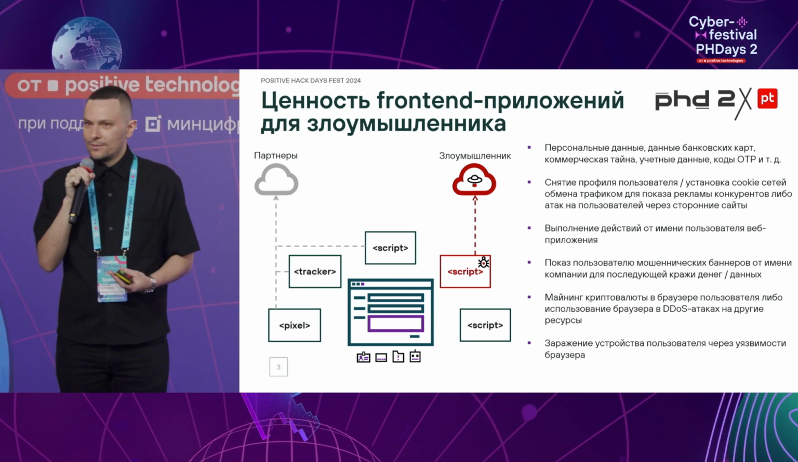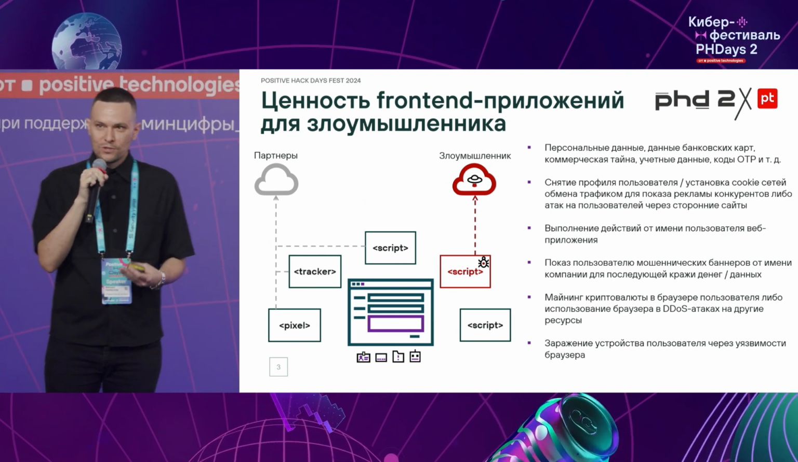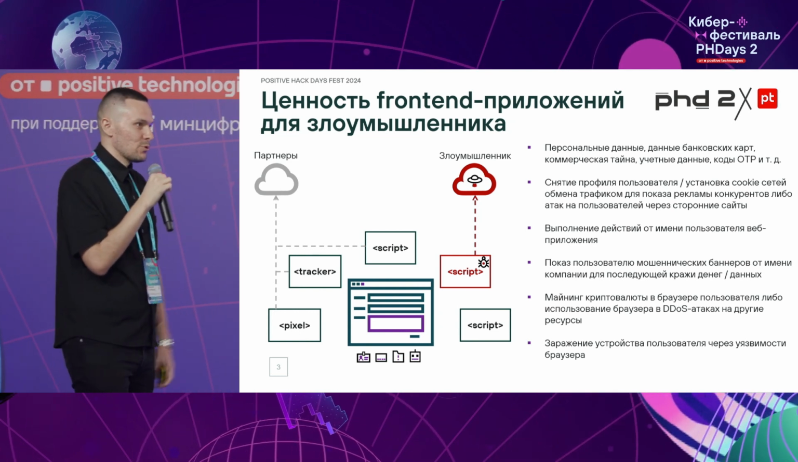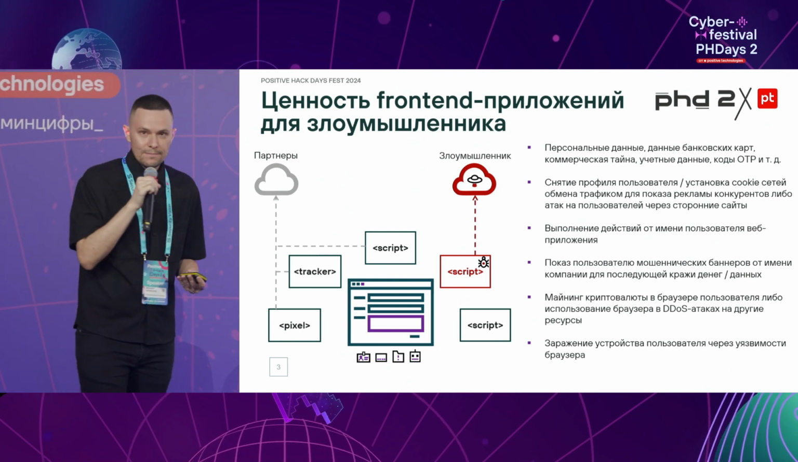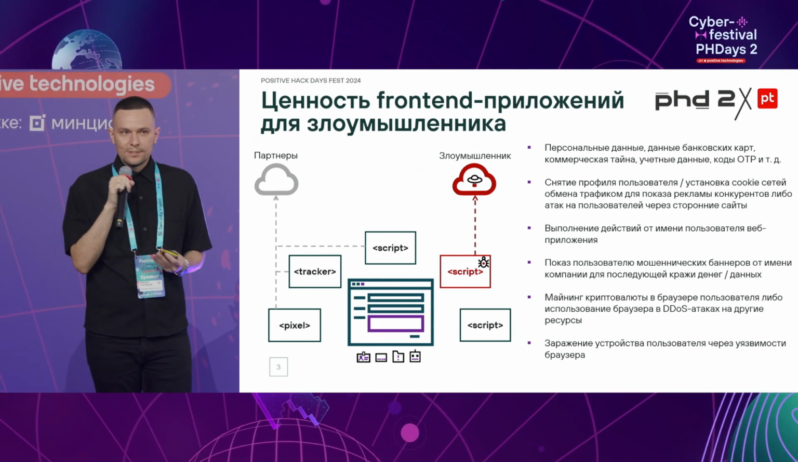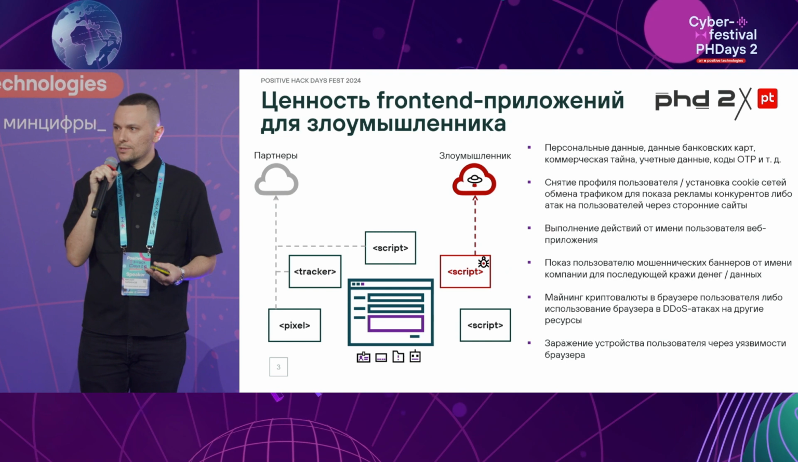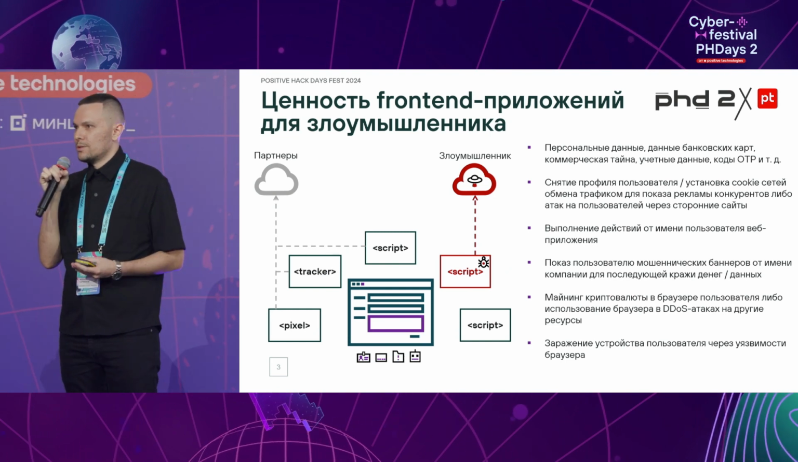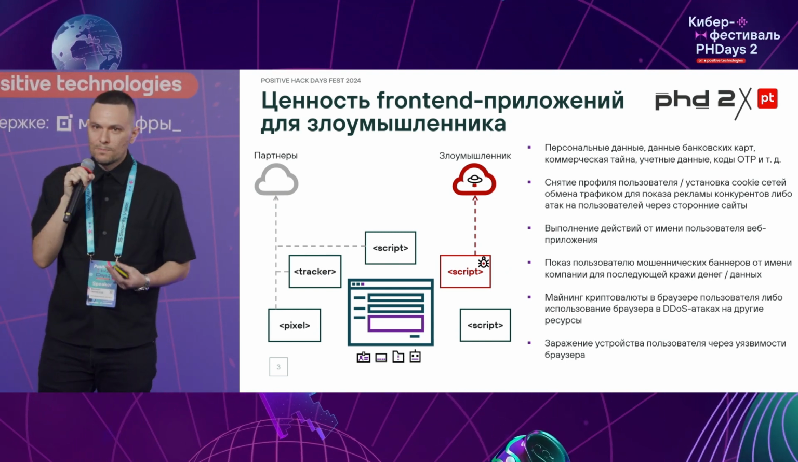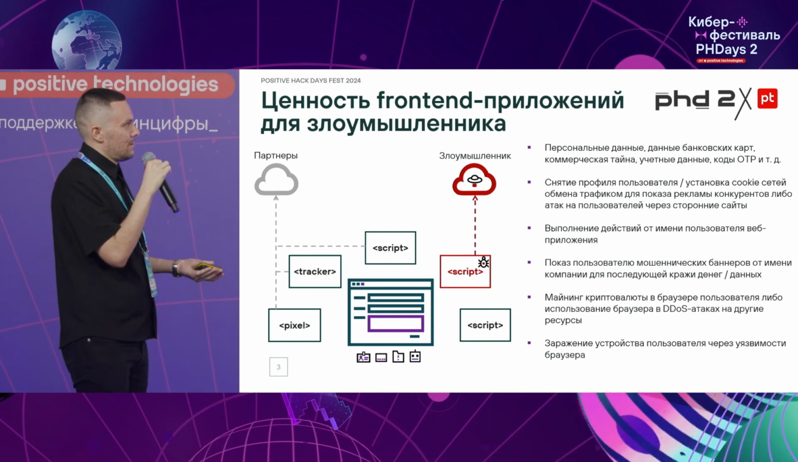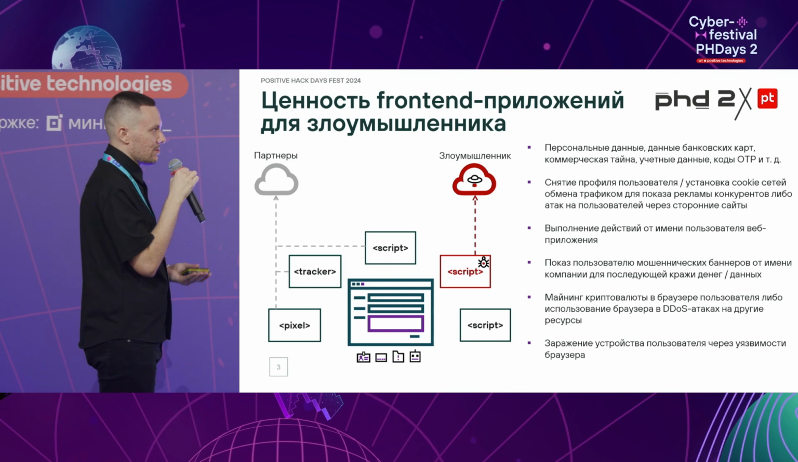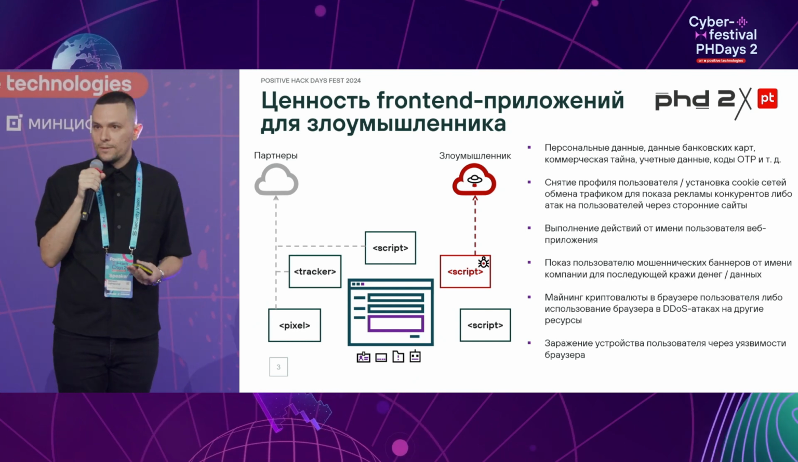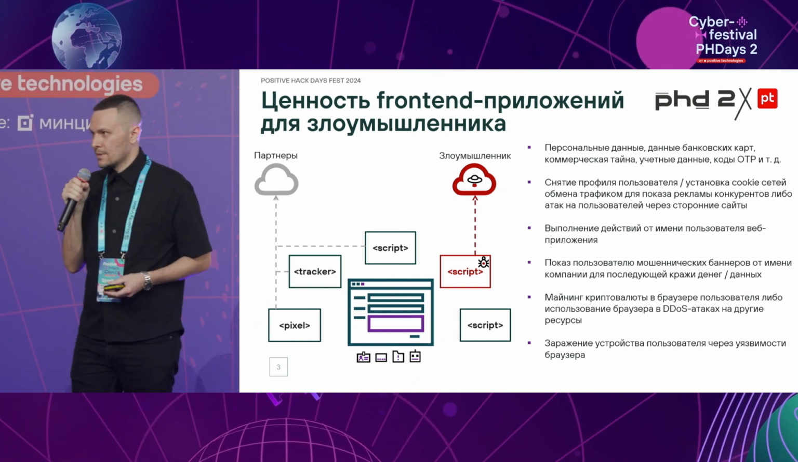What may you possibly need? What would be the value for attackers which is contained in our front-end apps? Let's take a look at these. First, personal data or other sensitive data, like authentication data, credentials, logins, passwords, some one-time passwords, OTPs. This can be banking card data, commercial secrets, trade secrets, etc.